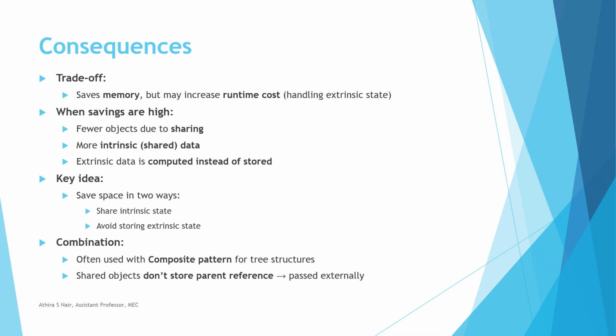And the flyweight pattern can be combined with the composite pattern to represent hierarchical structures like a graph with shared leaf nodes. And a consequence of sharing is that flyweight leaf nodes cannot store a pointer to the parent. So parent pointers can be passed to the flyweight as part of the extrinsic state. So this has a major impact on how the objects in the hierarchy communicate with each other.